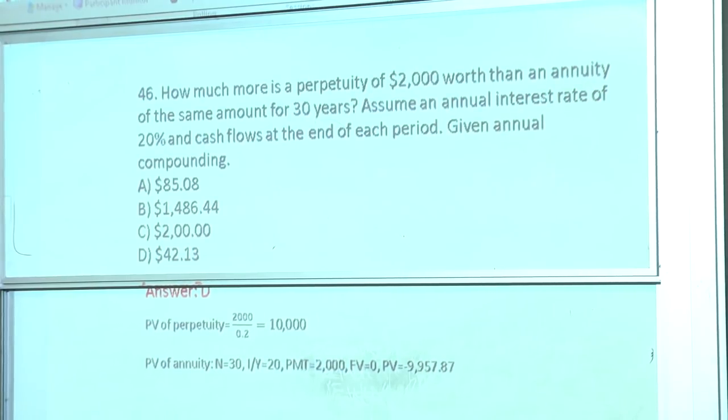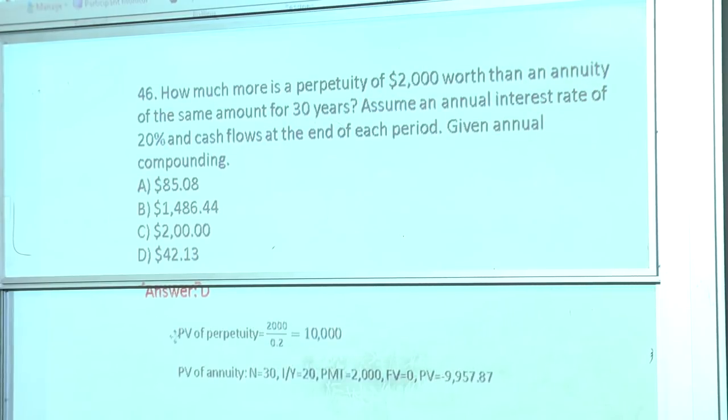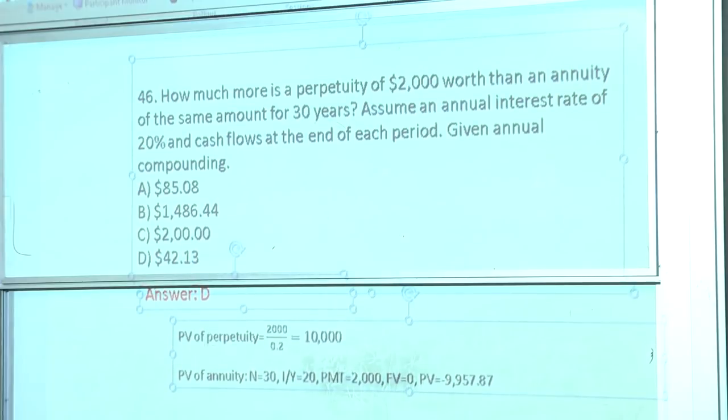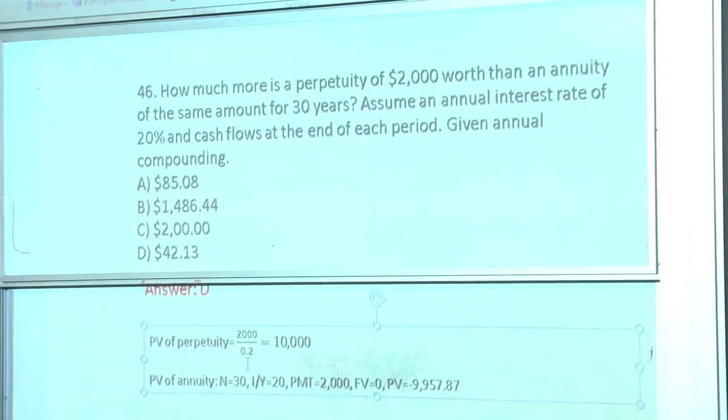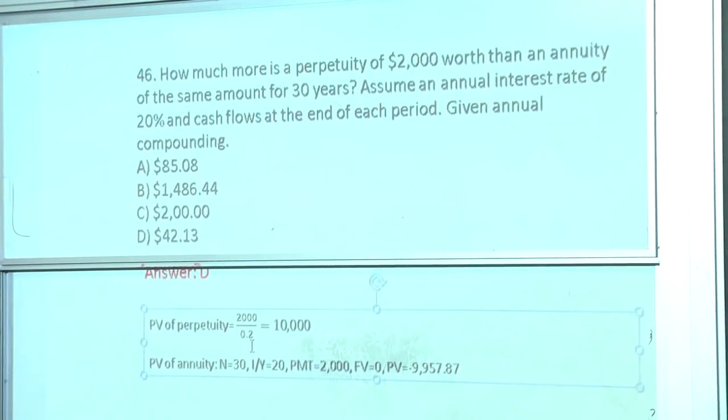Okay. How much more is a perpetuity of $2,000 worth than an annuity of the same amount for 30 years? Okay. Assume an annual interest rate of 20% and cash flow at the end of each period, given annual compounding. Okay. So pretty simple. The present value of perpetuity is $2,000 divided by the interest rate, 0.2, right? 10,000. And the annuity, okay?